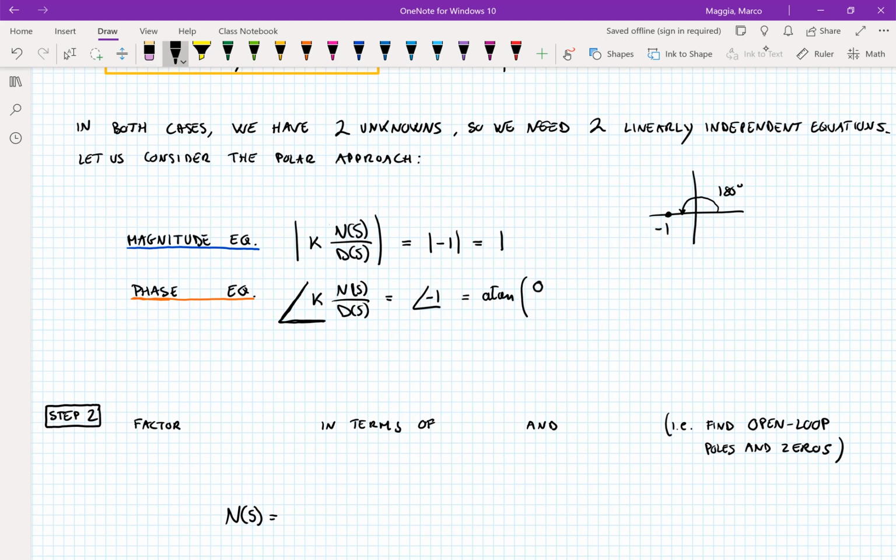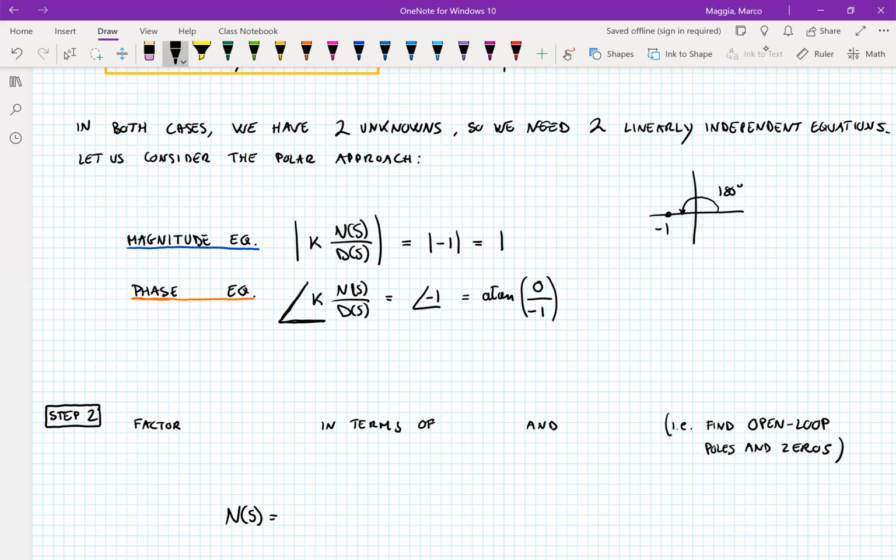Arctangent of the imaginary part over the real part. So here it's arctangent of 0 over -1. If you just plug it in your calculator, you will find arctangent of 0, and the answer would be 0. That's what your calculator will give you.